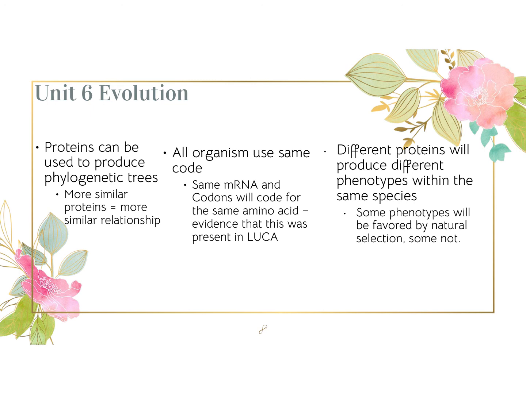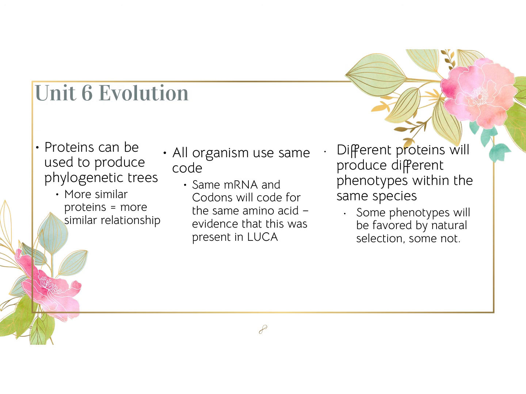Last, variations in proteins will produce different phenotypes within the same species. And sometimes those phenotypes will be favored by natural selection and some are not favored by natural selection. So one of Darwin's postulates is that there's variation within a species. So for example, humans might have blue eyes versus green eyes versus brown eyes.